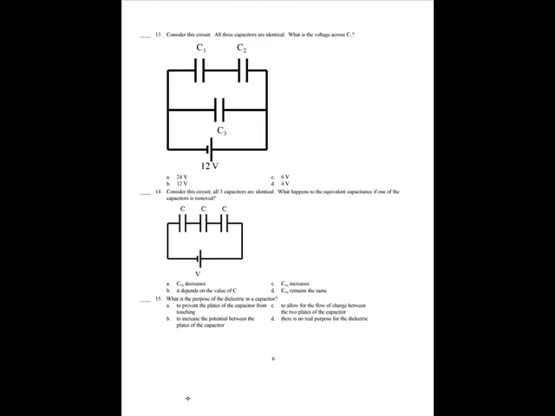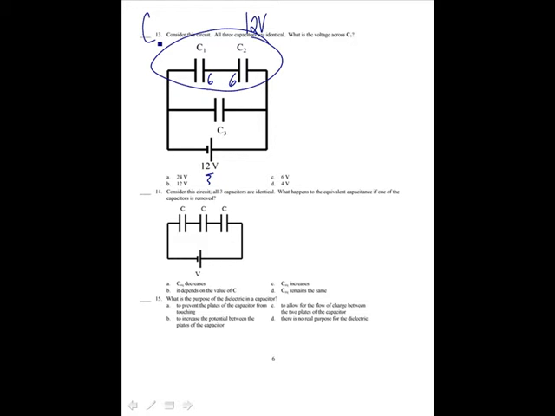Consider this circuit. All 3 capacitors are identical. What is the voltage across C1? Alright, well, these two capacitors are in parallel, so combined they have 12 volts, which is the potential supplied by the battery. And since the 2 capacitors are identical, they split that voltage, so they each get 6 volts. So the answer is C.